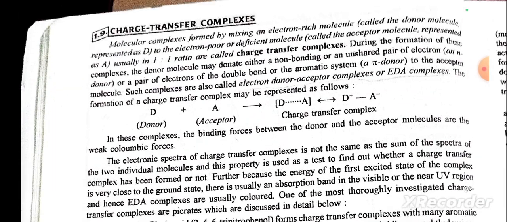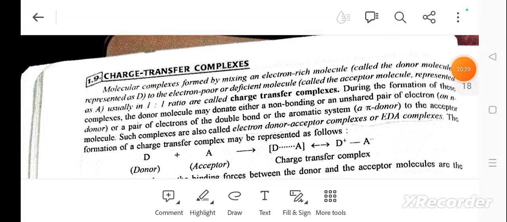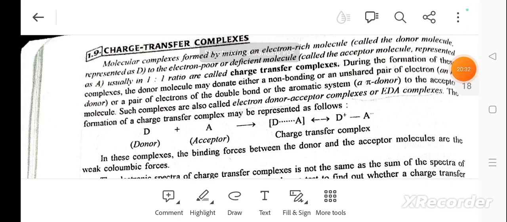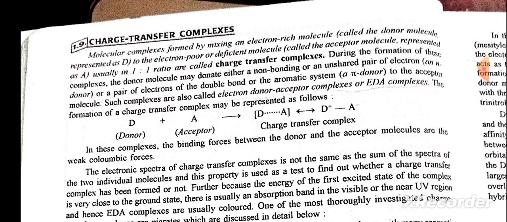Charge transfer complex. A molecular complex formed by mixing two molecules: one called the donor molecule, which is electron rich, and the other the acceptor molecule, which is electron poor or deficient. During the formation of this complex, the donor molecule donates its non-bonded, unshared pair of electrons, or a pair of electrons of a double bond or aromatic system, to the acceptor molecule. Such complexes are also called electron donor acceptor complexes, or EDA complexes.